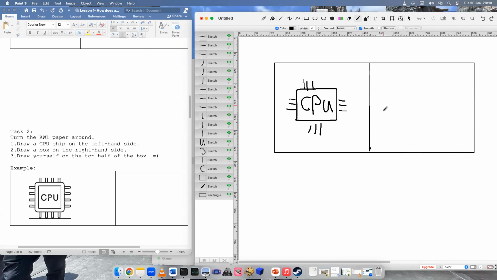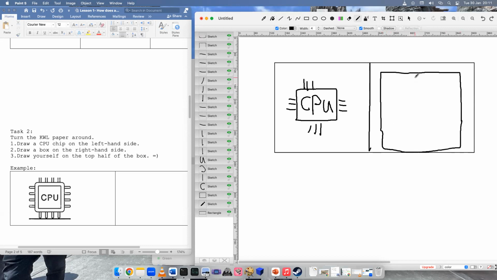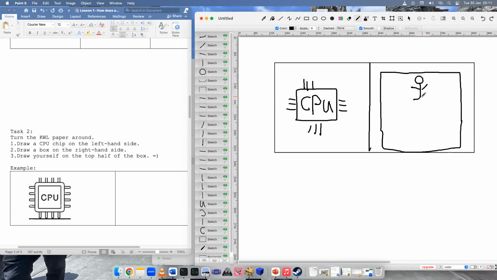Now on the right-hand side, I want you to draw a box. We're going to pretend that you are a central processing unit. On the very top of your box, draw yourself. Well, that looks pretty good. Okay, step 2 is done. We drew ourselves at the top of the box. Visualize yourself as a processing chip. Okay, let's continue to the next task.